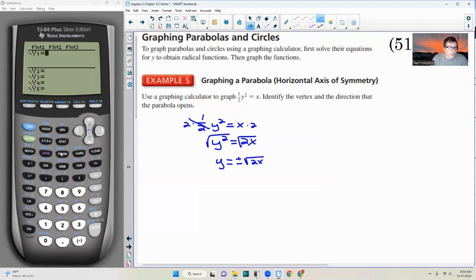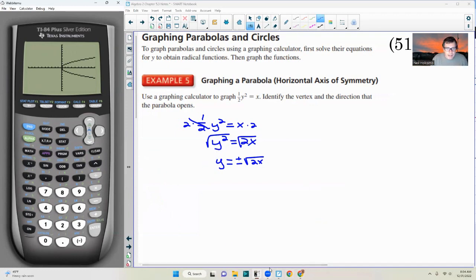It's y equals. So the first thing I'm going to do is take this square root of 2x and hit enter. That's the positive one. So I have to enter this 2 ways. And then I have to say the negative square root of 2x to get the negative side as well. So then when I graph it, I hit zoom 6 for standard, and there it is, and there's the other half.